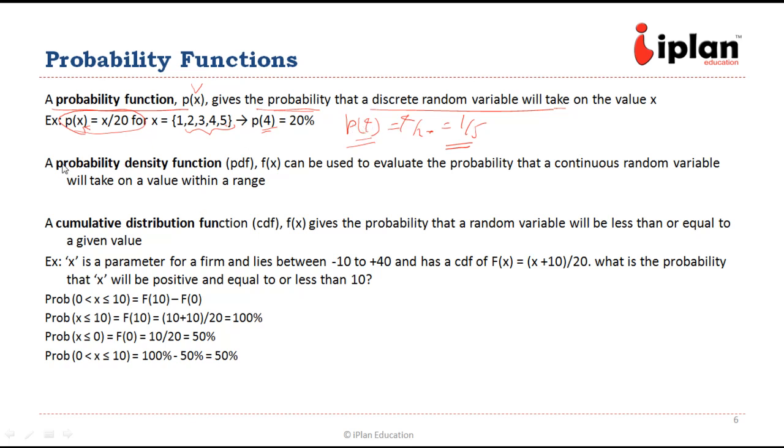The next important function is the probability density function, which basically gives us the density of probability. If we look at the graph of the probability density function, the area which falls below the graph gives us the probability. So this probability density basically is on the y-axis, which helps us to find out the probability.